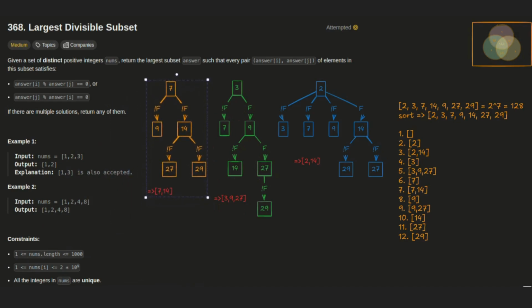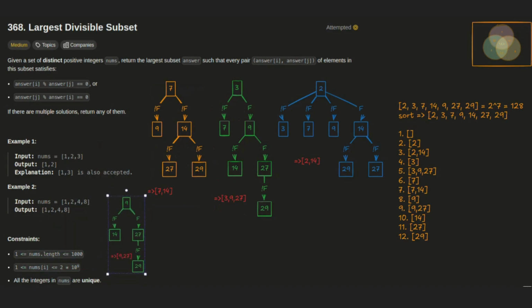The next element is 7. Now let us iterate through 7. When we go to 9, it is not a factor and it comes back. Now we will perform DFS on 14. It is a factor, and now we will perform DFS on 14. We go to 27, it comes back, it is not a factor. We go to 29, it comes back, it is not a factor. And we get 7 and 14 as our answer from this DFS search.